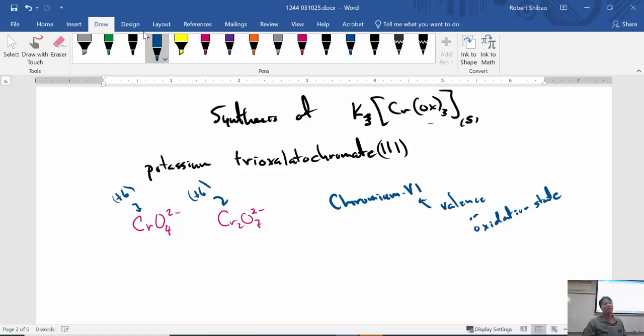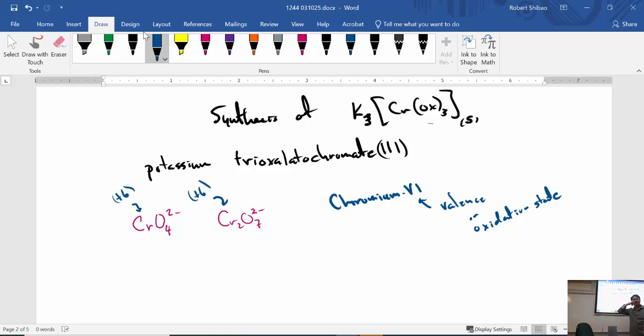Valence is usually like number of bonds, that kind of thing. Charge. So in terms of redox, they are kind of the same. In terms of redox, it doesn't really matter which form. Some might react faster or slower, but they're both chromium-6.